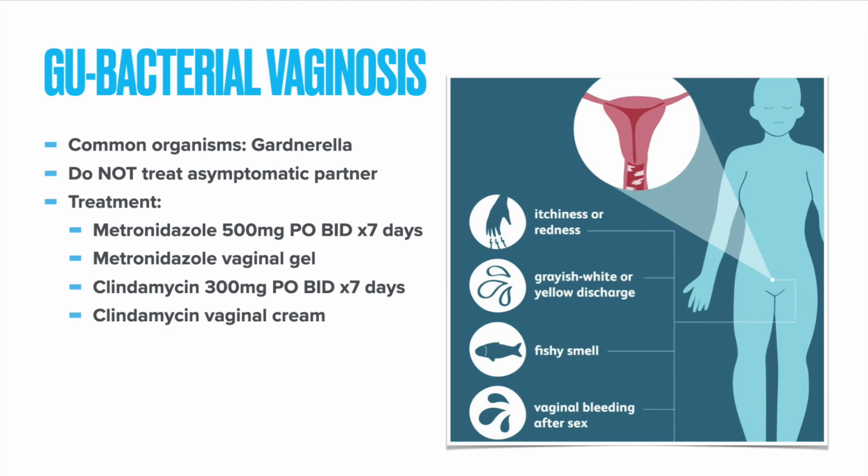All right, so next up and last up for GU is going to be the treatment for bacterial vaginosis. BV occurs from the overgrowth of bacteria in the vagina, and it predominantly affects women of childbearing age. The most common organism that causes BV includes Gardnerella. Symptoms of this include itchiness, redness, gray to white discharge, a foul odor, and then bleeding after sex.